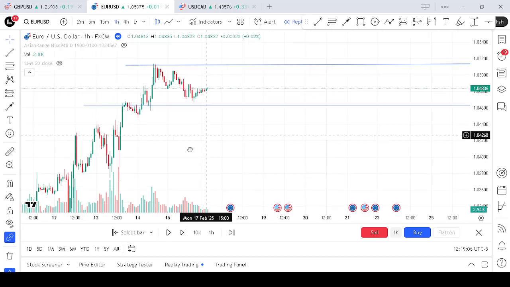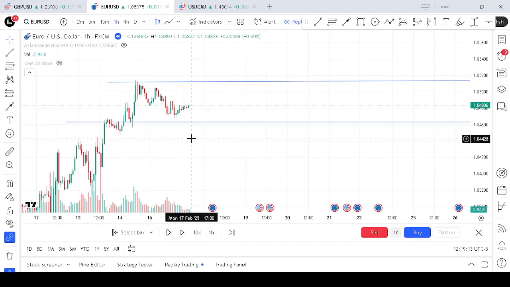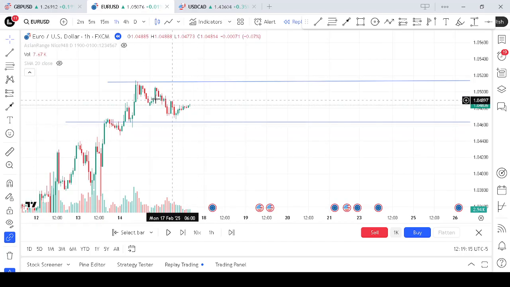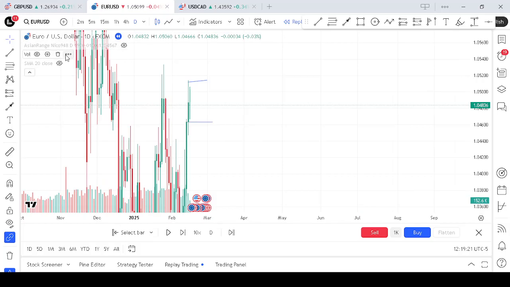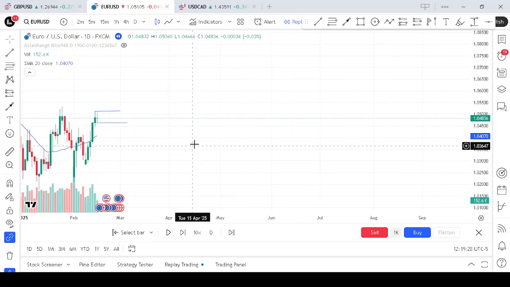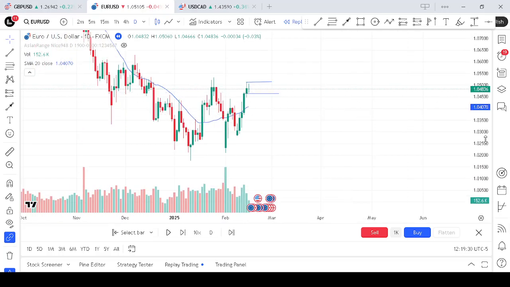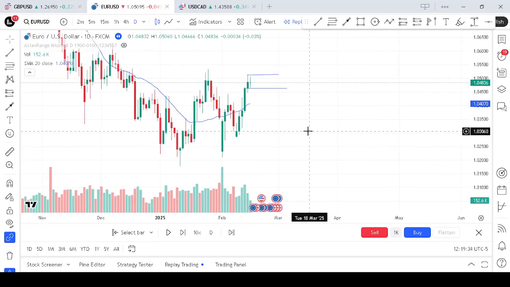However, adding a 20 period simple moving average can help you confirm the overall market direction and strengthen your trading decision. So we just need to add the 20 period simple moving average to help us know the market direction. Now let's look at the rules of how we can implement this trading strategy.